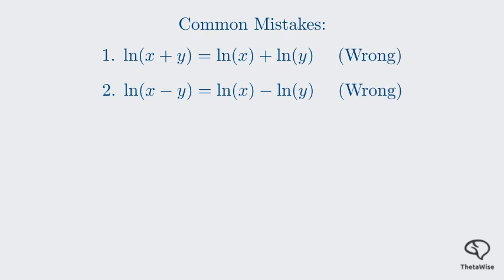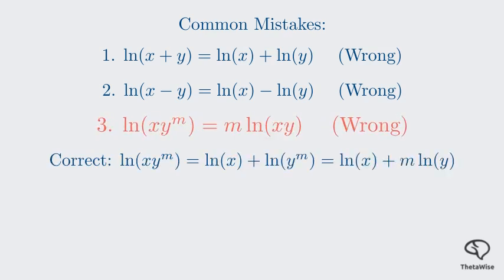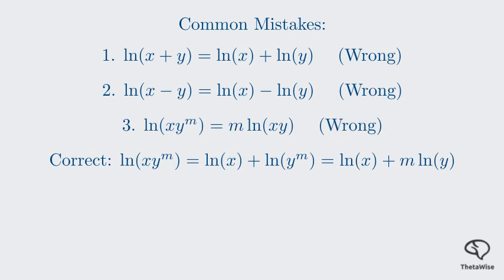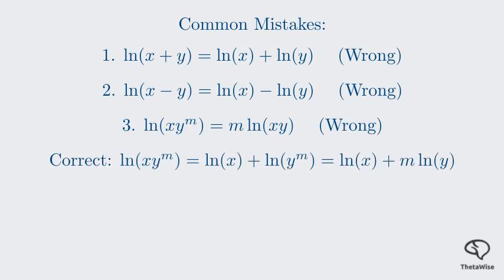Second, be careful with the power rule. The exponent only applies to what it's attached to. For example, it's wrong to say the natural log of x times y to the m is m times the log of x times y. The exponent m is only on y. So first we'd use the product rule to get ln x plus ln y to the m, and then the power rule to bring the m down, resulting in ln x plus m ln y.